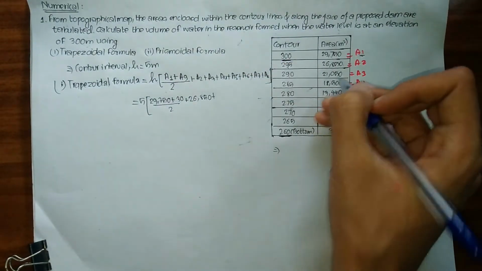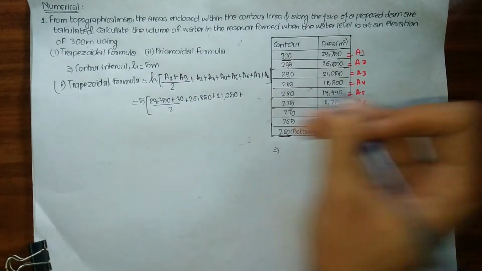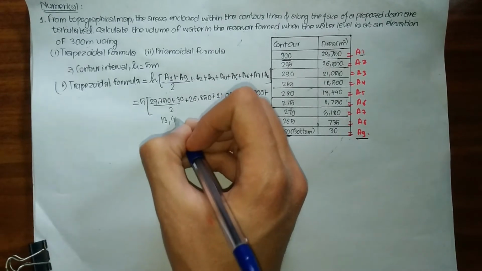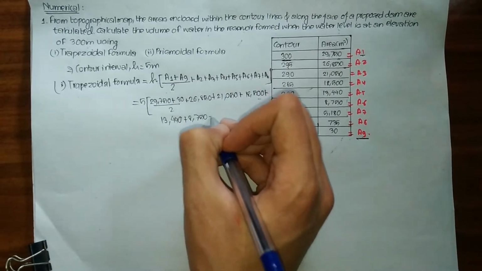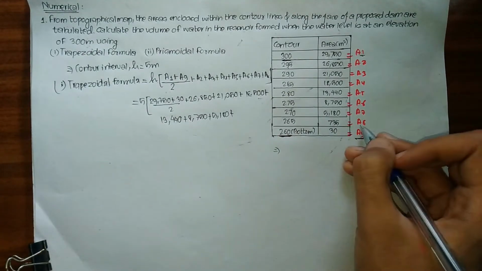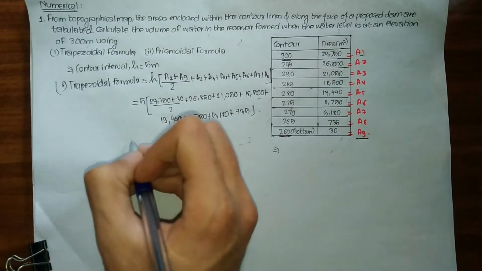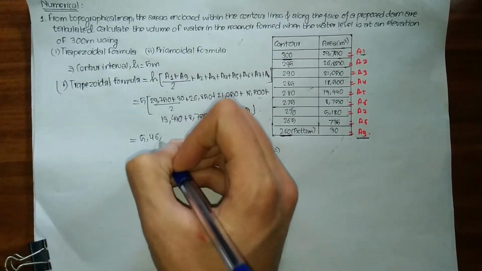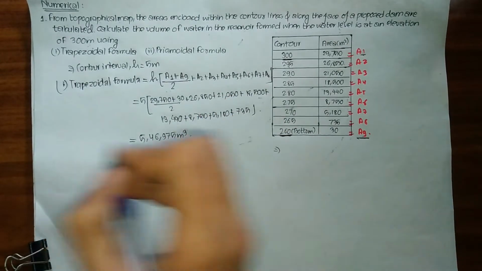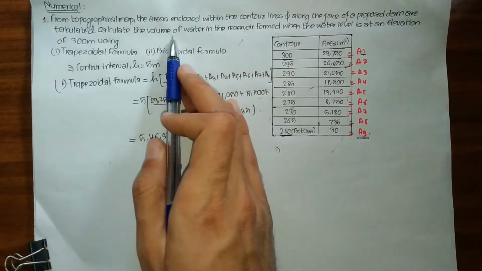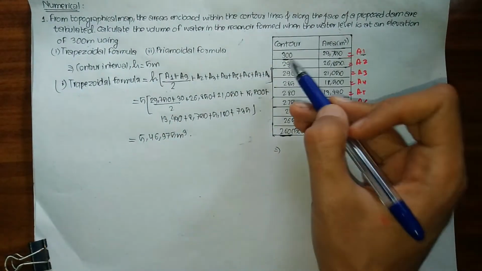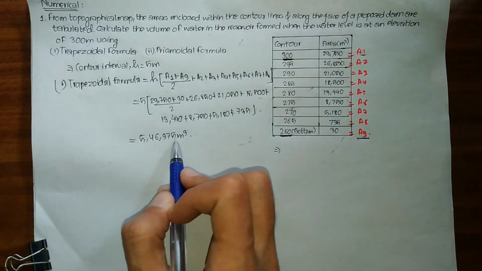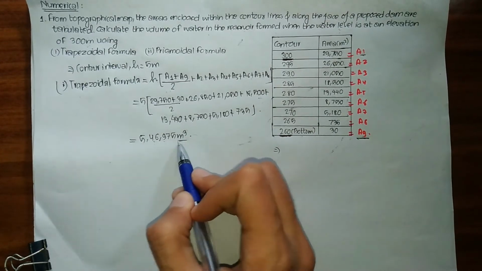26850 plus 21050 plus 18500 plus 13440 plus 8750 plus 5180 plus my A8 is 735. So we are going to do this, and when you solve this, you are going to get the value as 546,975 meter cube. So using our trapezoidal formula, we have found that the volume of water in the reservoir formed when our water level has highest elevation of 300 meter and our bottom elevation is 260 meter is 546,975 meter cube of water.